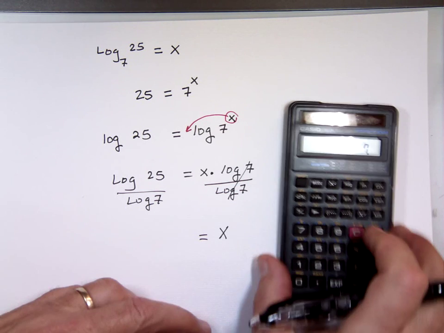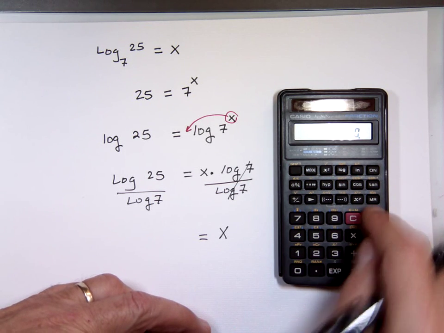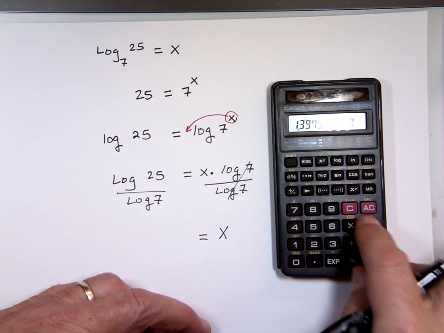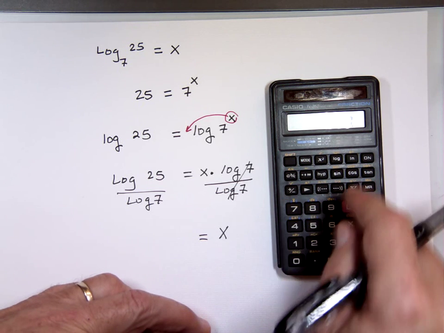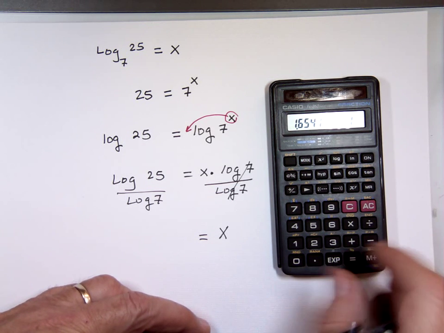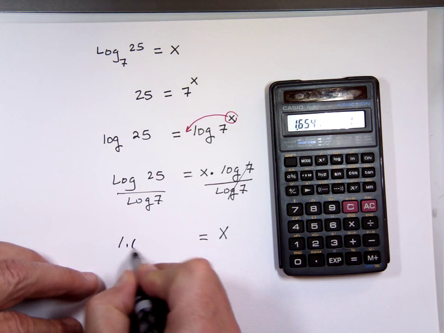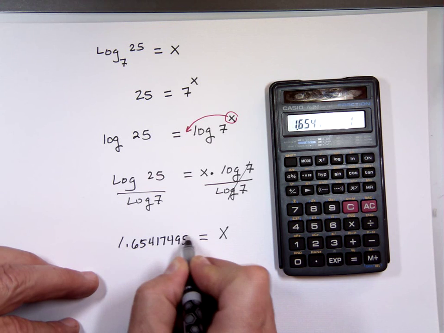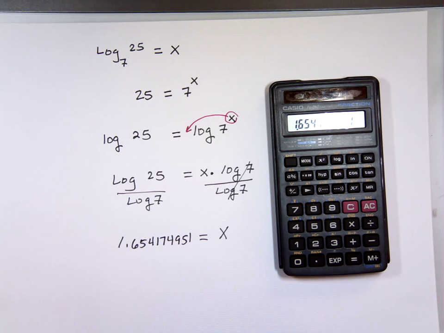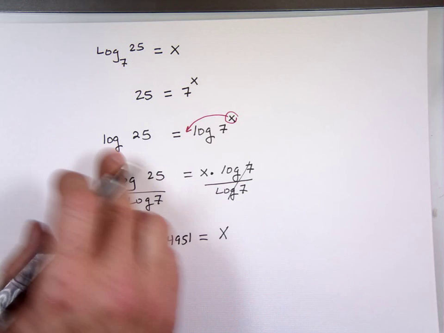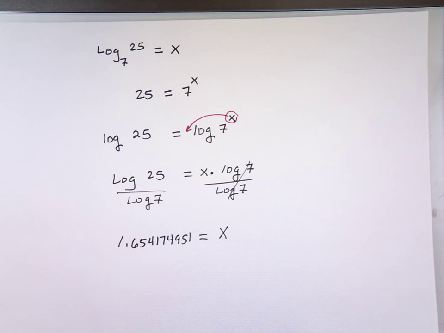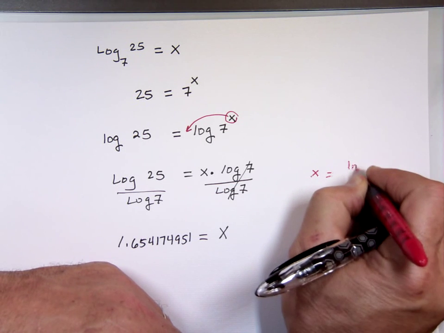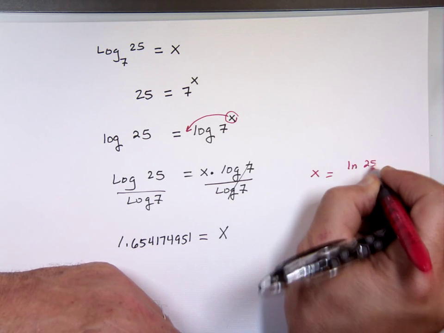So let's try the calculator and see if we get the same answer you got. Log of 25 divided by log of 7 and hit the equal sign. I got 1.654174951. Is that what you got? Yep. And by the way, I said pick a log or the natural log. Curiosity is bugging me. Could x also be the natural log of 25 over the natural log of 7? Would that give me the same answer?